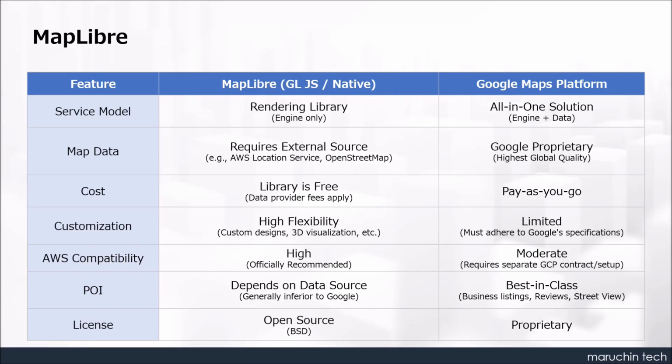Therefore, we will use the open-source MapLibre. Amazon Location Service recommends MapLibre as the standard library. In fact, Amazon itself is a major sponsor of the MapLibre project and actively supports its development.